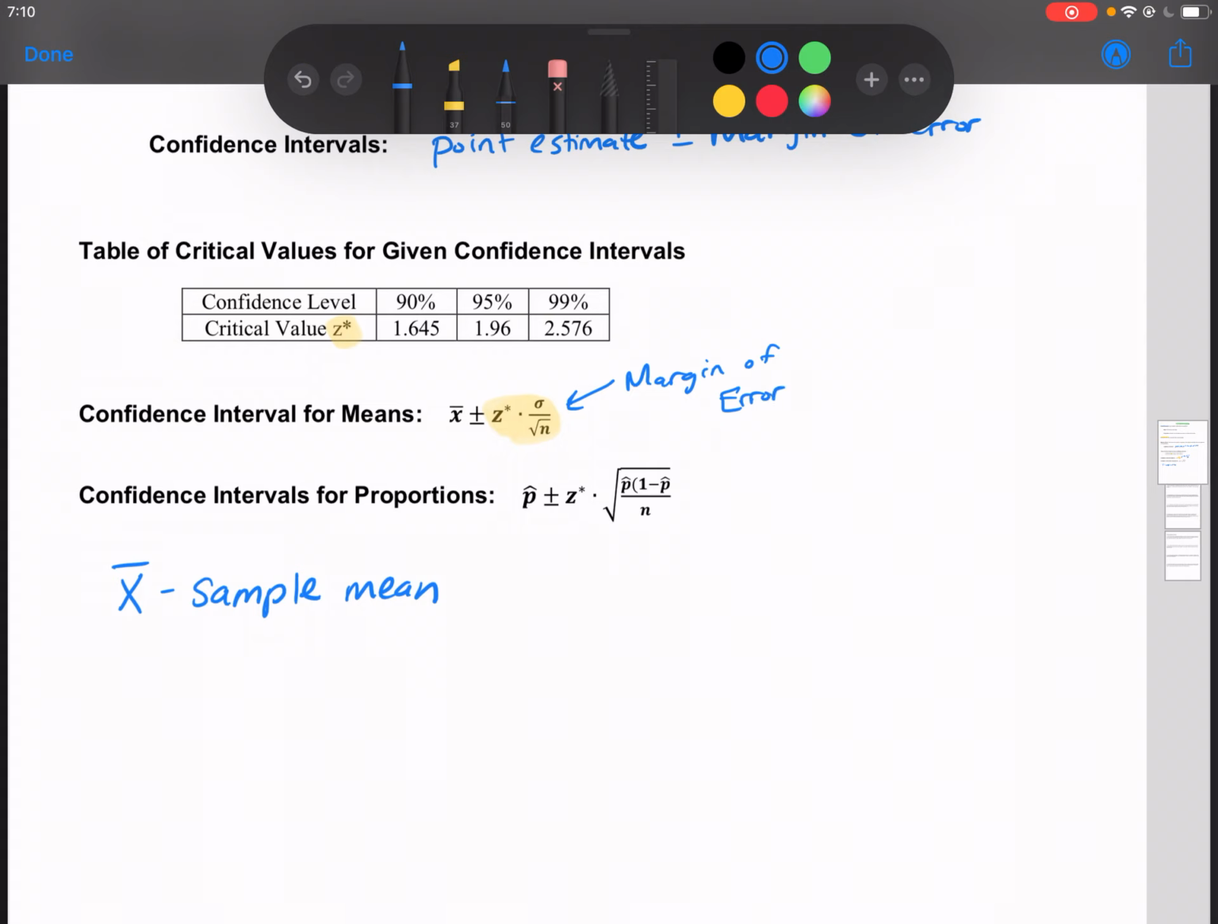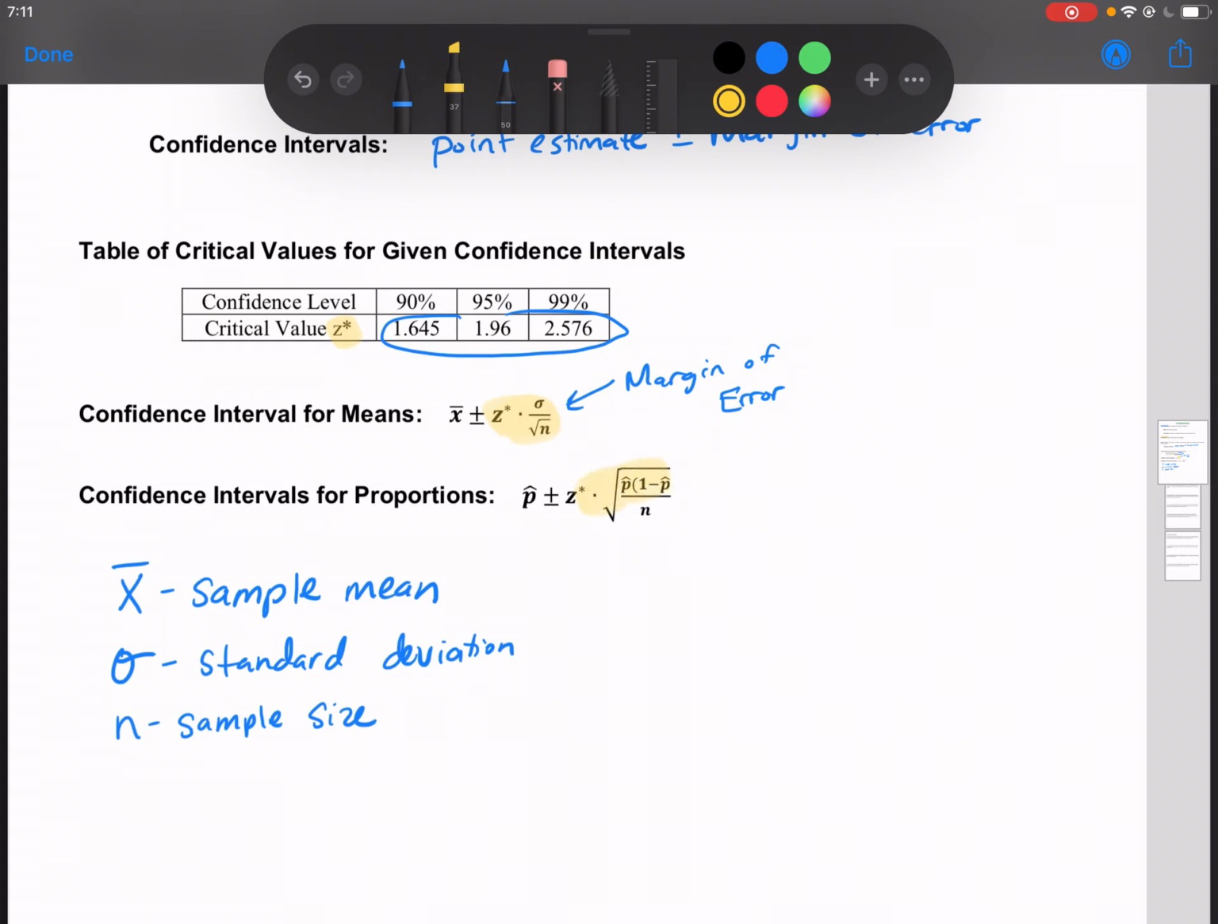So you take that critical value, so one of these values, and you multiply it by sigma, which, if you remember a couple lessons ago, means the standard deviation. And then you divide that by the square root of your sample size. So n represents sample size.